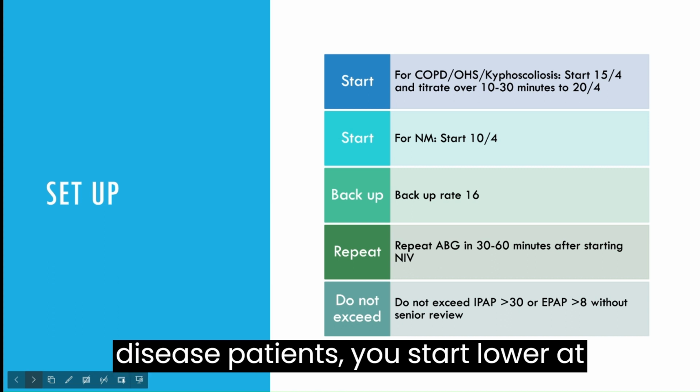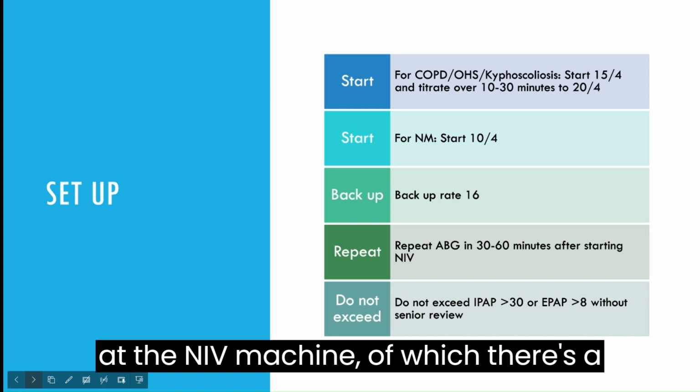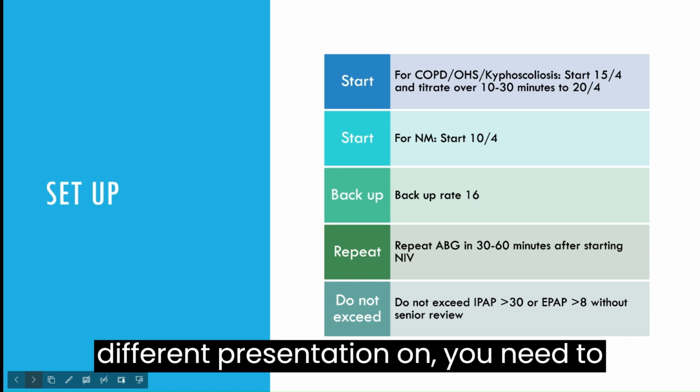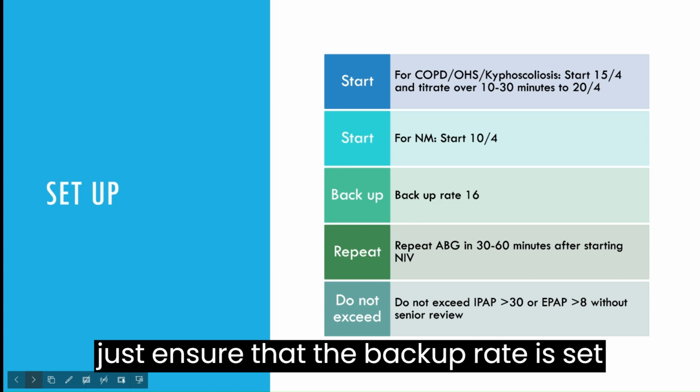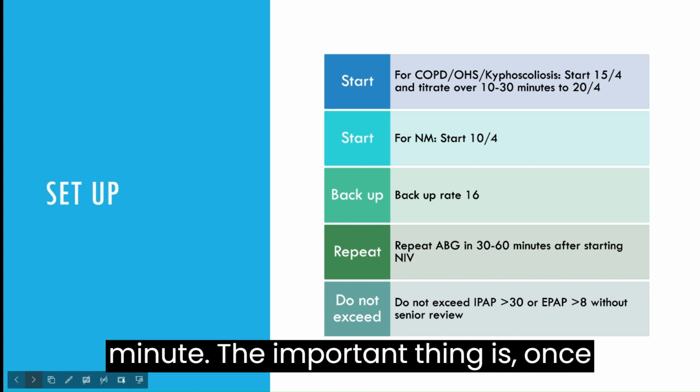For neuromuscular disease patients, you start lower at 10 and 4, and if you have a look at the NIV machine, of which there's a different presentation on, you need to just ensure that the backup rate is set to around 16 breaths per minute.